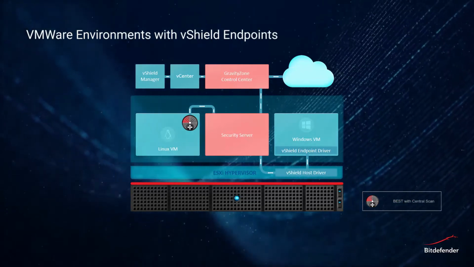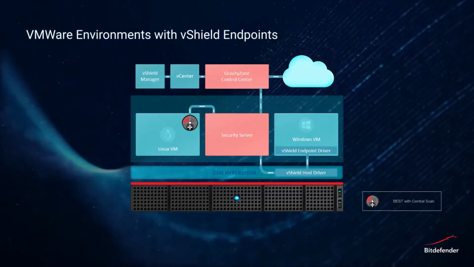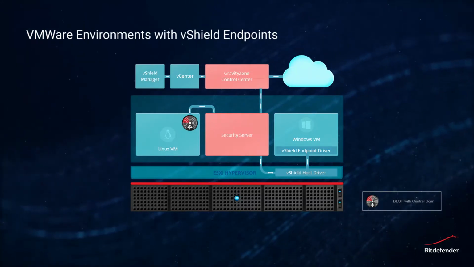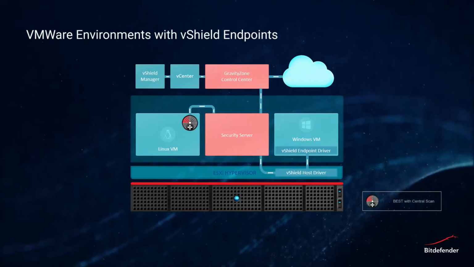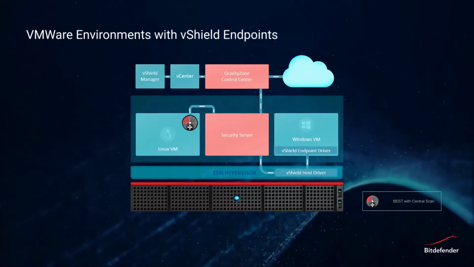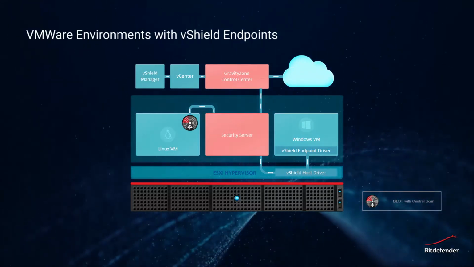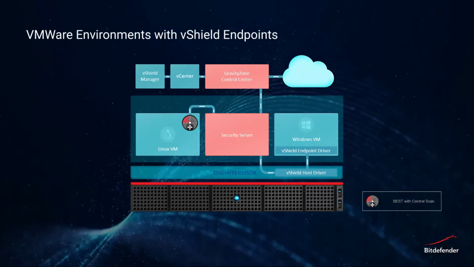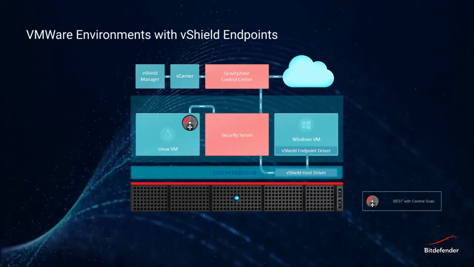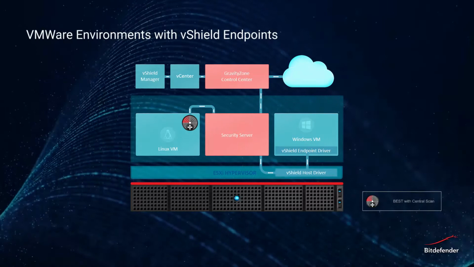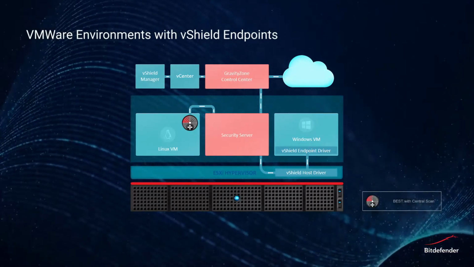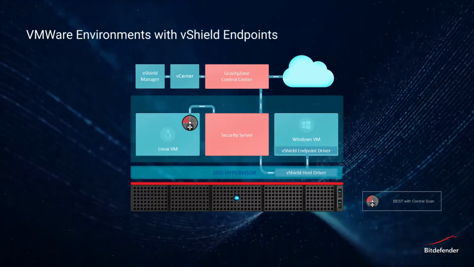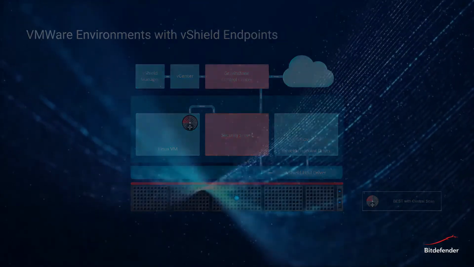vShield Endpoint is only compatible with guest VMs running Windows OSs. In order to protect Linux VMs, you need to deploy BEST on each and every one, so that you can offload anti-malware processing to the security server. This architecture requires a security server per physical host that contains VMs which you want to protect and does not come with high availability features. In case the security server becomes unavailable, VMs running on the same host will become unprotected.